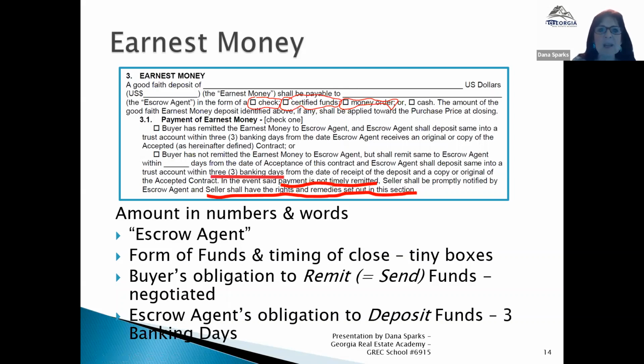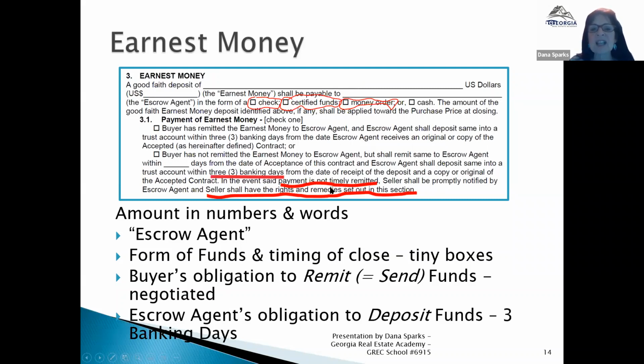I'm in the earnest money paragraph of the actual offer, purchase and sale agreement. And it says, date of deposit. In the event said payment is not timely remitted, seller shall be promptly notified by the escrow agent, and seller shall have the rights and remedies set out in this section. This is paragraph 3.1 of the contract.